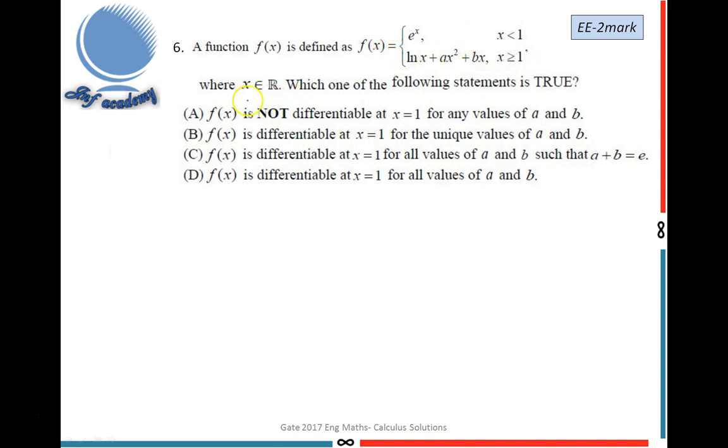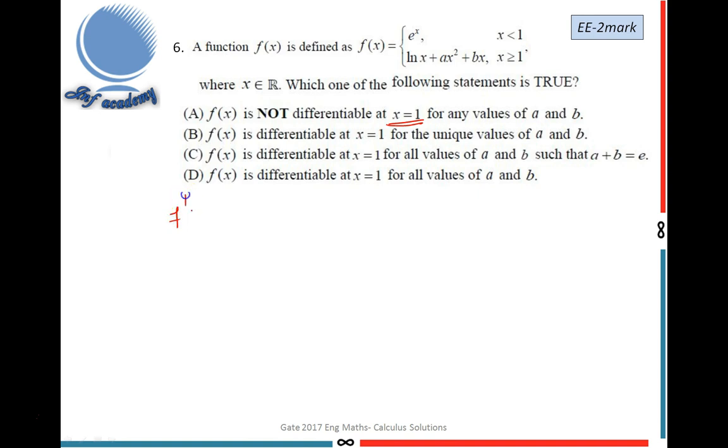The sixth problem is a function f of x defined piecewise, where x belongs to R. Which one of the following statements is true? Here all four options say f of x is differentiable or not differentiable at x equal to 1. So we have to check whether f of x is differentiable or not at x equal to 1 only. This question is from the EE department. It has 2 marks.